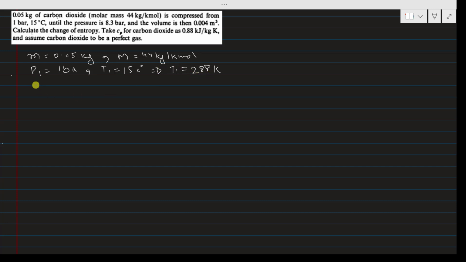Next is the P2 after compression. The P2 value that is given is 8.3 bar. You can also write its value as 8.3 multiplied with 10 to the power 5 Newton per meter square. Let me draw a T-S diagram for this process.